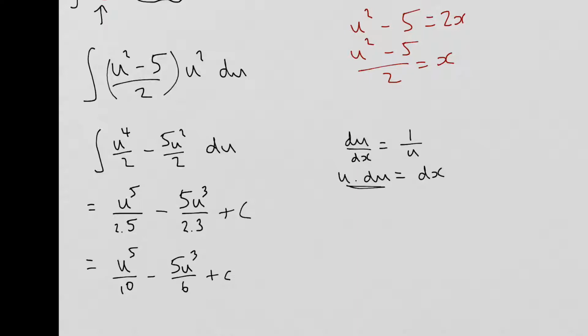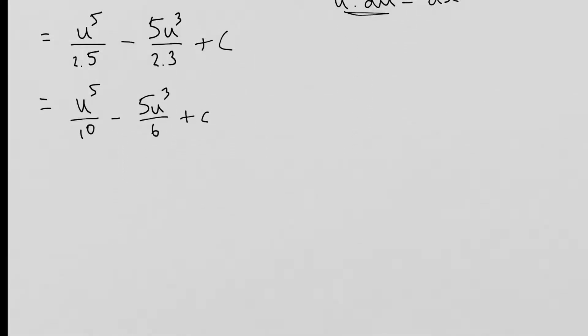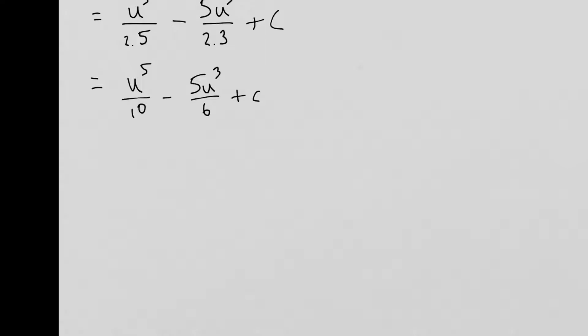That almost looks as though we finished, but remembering the original question had an x in it, so we're going to want to put that x back in. So let's just remind ourselves of the substitution that we made. The substitution that we made was that u squared is equal to 2x plus 5.